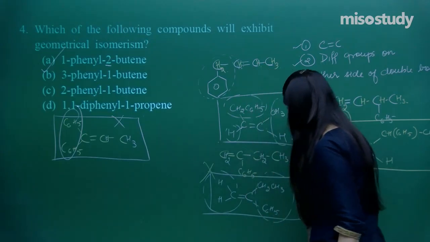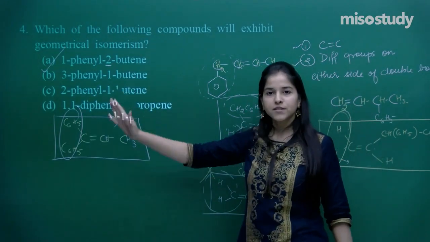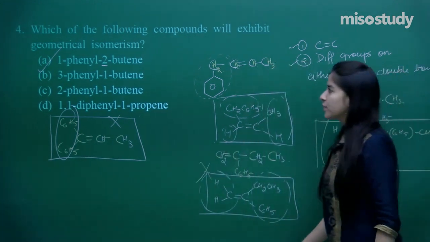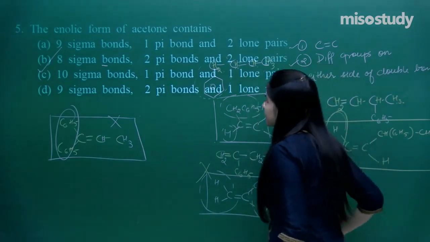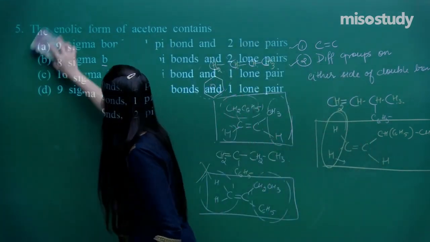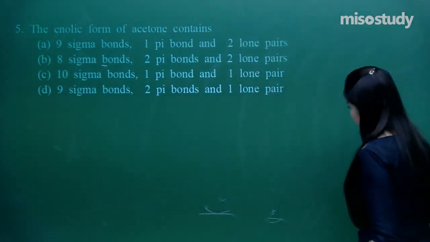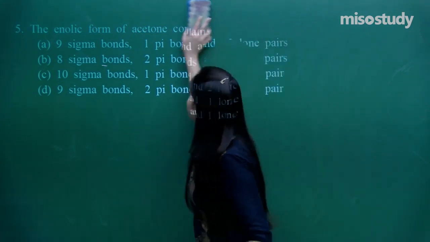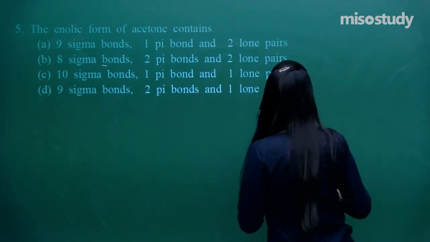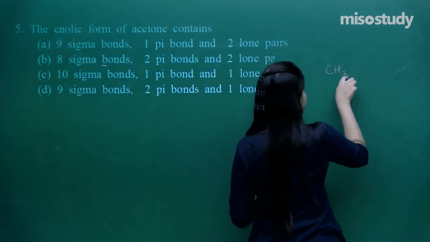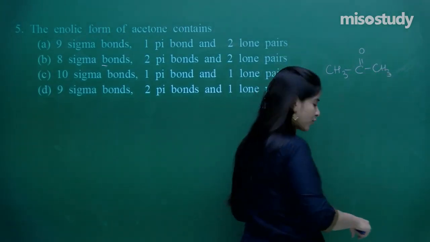Let's move on quickly to the next question. Before moving on to the question, just first note this down. So let's quickly discuss the next question. What do we have next? It is a pretty simple question. The question of enolic form. I need to find out the enolic form of acetone. It's a very simple method. First let us just have the structure here. That is acetone. What will be the enolic form?